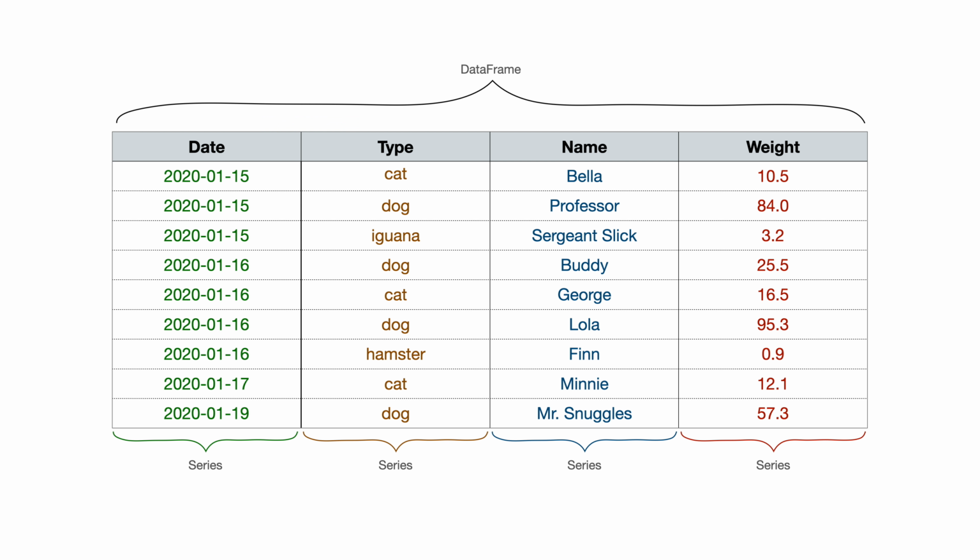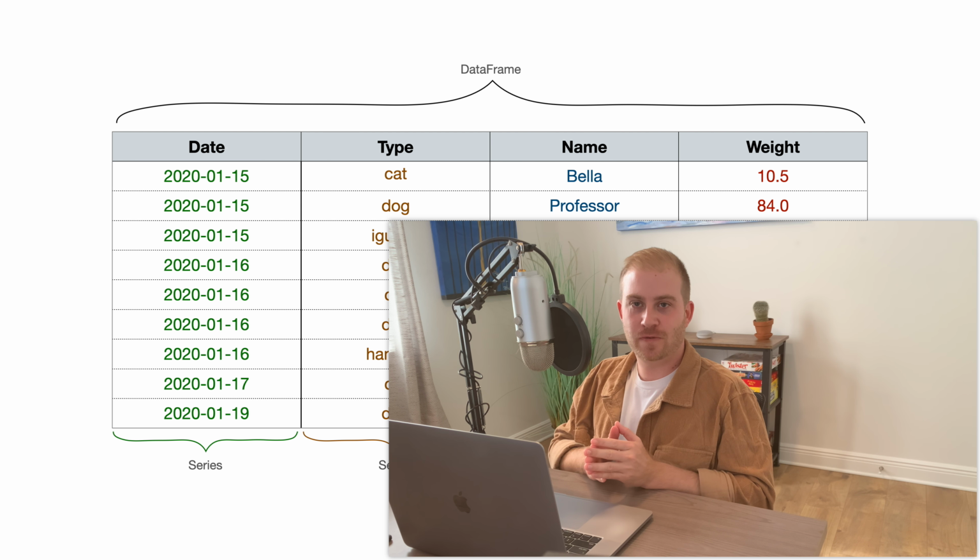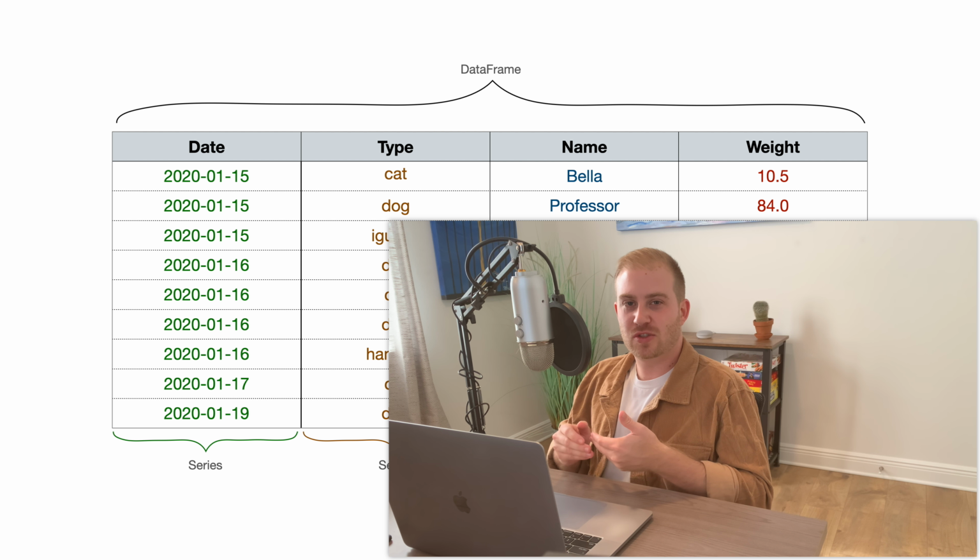Now, if you know NumPy, you might be wondering, what's the difference between a series and a NumPy 1D array? After all, they both represent a one-dimensional set of values. And in fact, Pandas series actually stores data using a NumPy array. The difference lies in the additional functionality that series has.